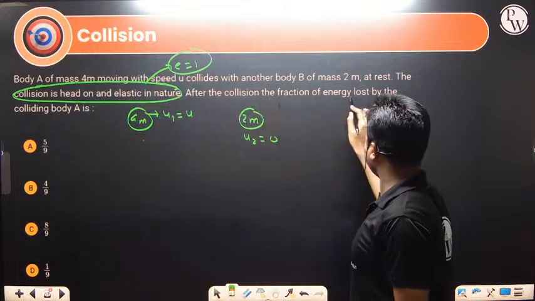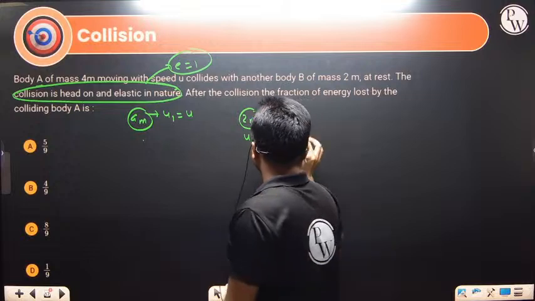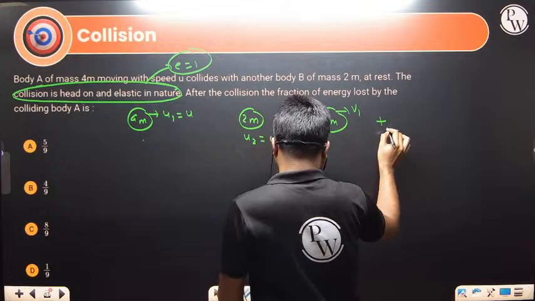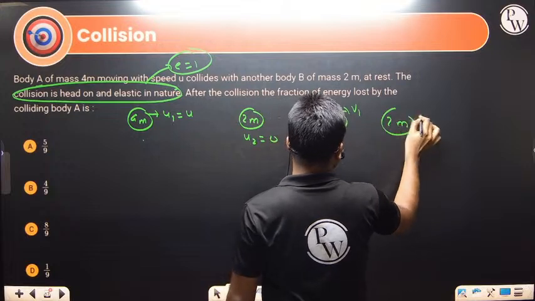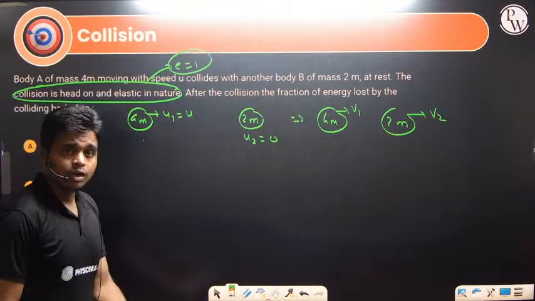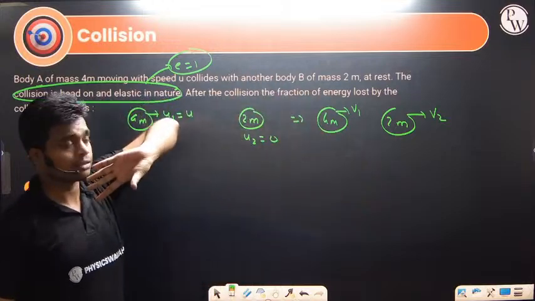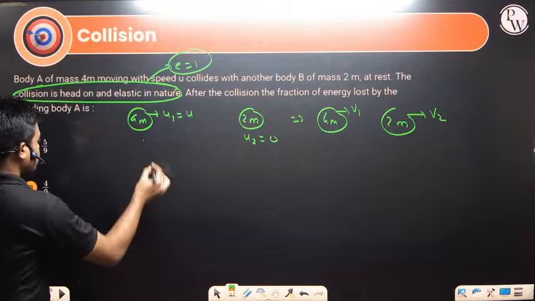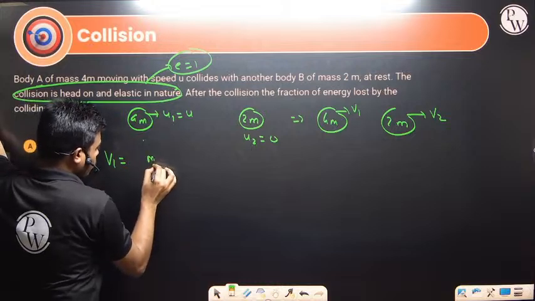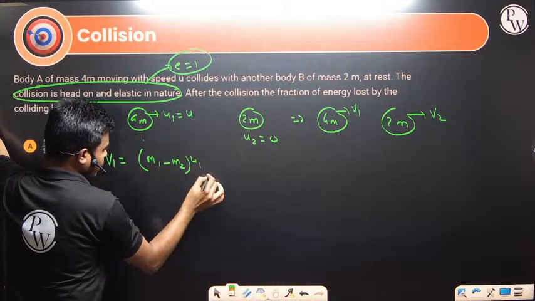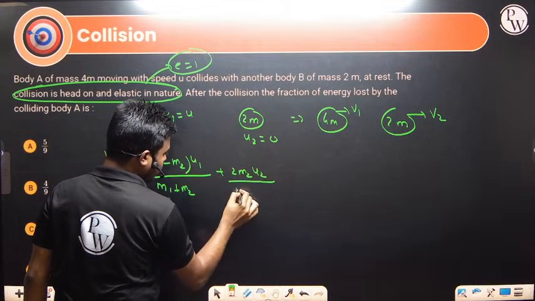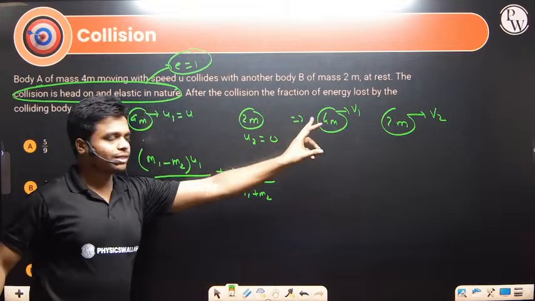After the collision, the fraction of the energy lost by the colliding body A will be what? After the collision, let's say 4m is moving with speed v1 and 2m is moving with speed v2. They're asking what fraction of energy is lost by colliding body A, that is, how much percent of the energy of A is lost. We can find v1 with the direct formula: m1 minus m2 into u1 divided by m1 plus m2, plus 2m2 into u2 divided by m1 plus m2. So we'll be finding the velocity for this one.